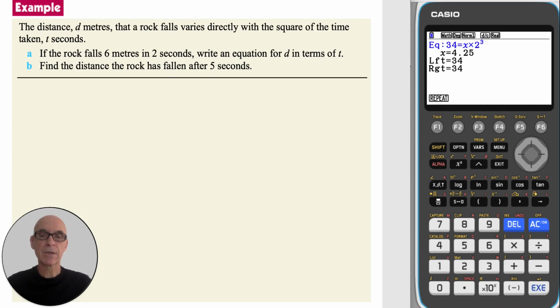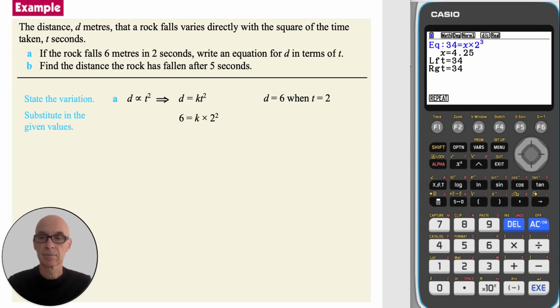In part A of this question, we're asked to write an equation for d in terms of t. Start by stating the variation. We're told that the distance varies directly with the square of the time. This leads to the equation d equals k times t squared. Substitute in the given values, as shown, and rearrange the equation to find k, the constant of proportionality. Then state the equation. As k was equal to 1.5, the equation is d equals 1.5t squared.